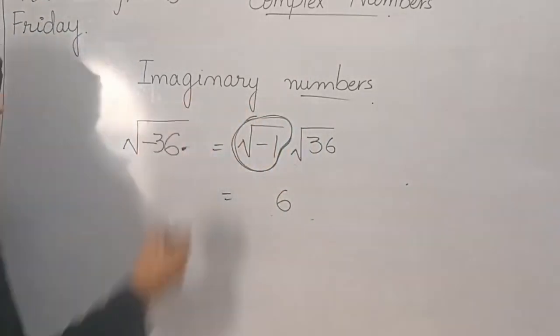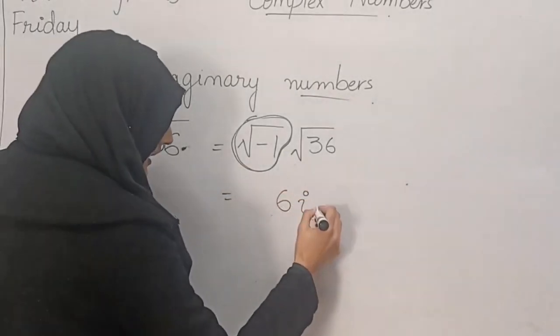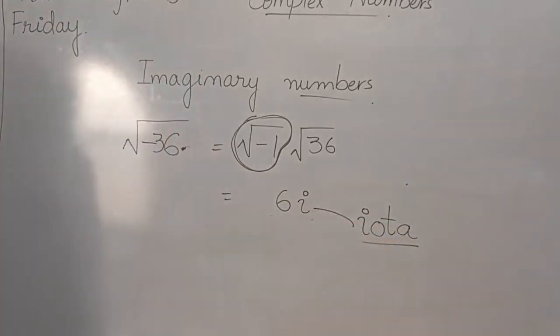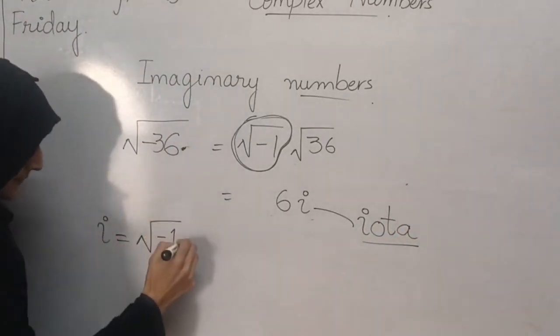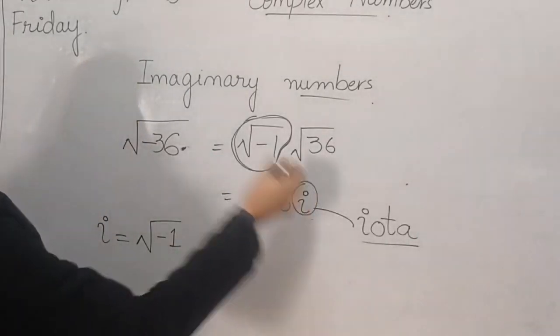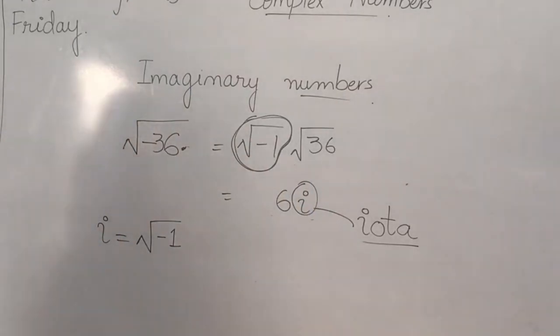So, when we have this problem like square root of negative numbers arise, we will write an imaginary number iota, and its value is square root of minus 1. Now we can say that the square root of minus 36 is 6 iota, where iota is an imaginary number. Clear? And the value of iota is square root of minus 1.